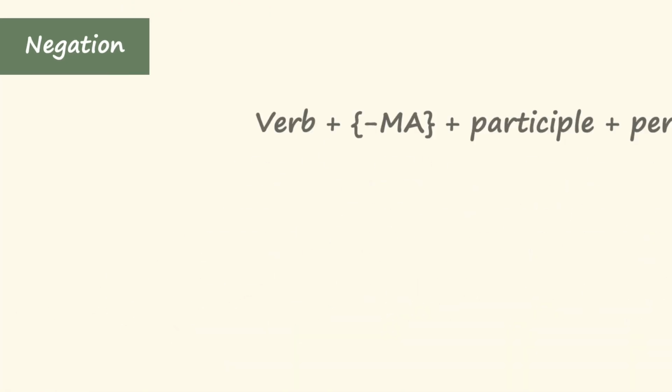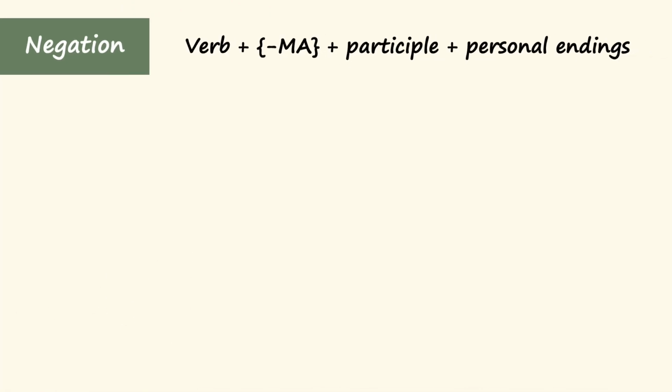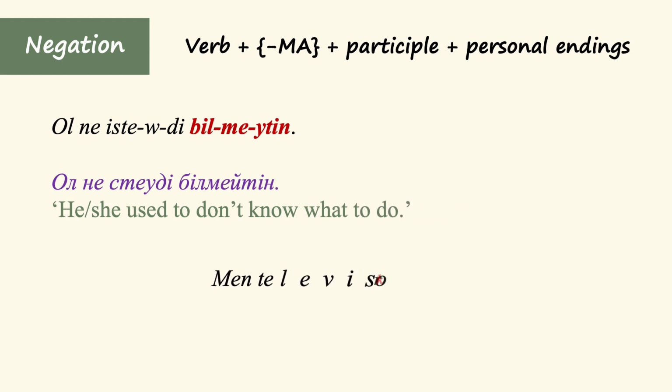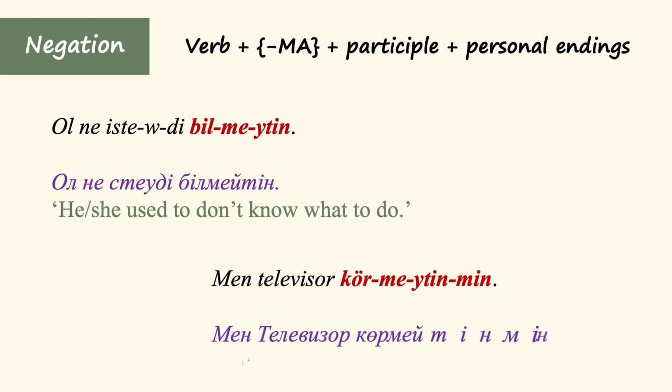The negation is expressed by adding the negative suffixes ма, ме, ба, бе, па, пе right after the verb root, preceding the participles and the personal suffixes. Example: ол не істеуді білмейтін, he or she used to not know what to do. Мен телевизор көрмейтінмін, I used to not watch TV.